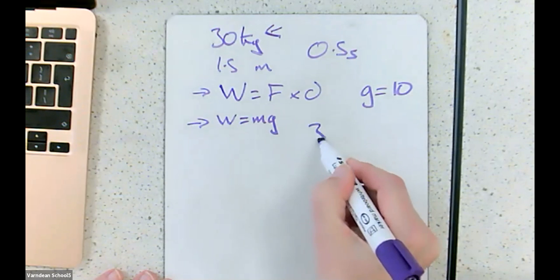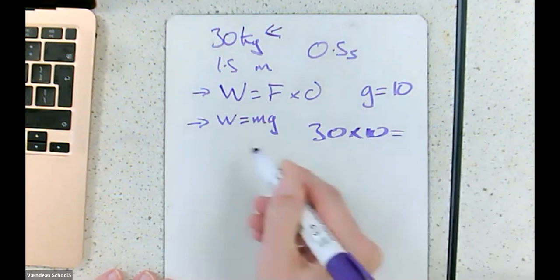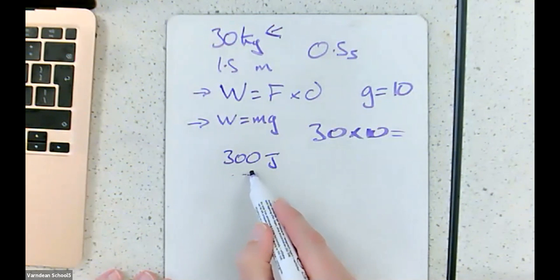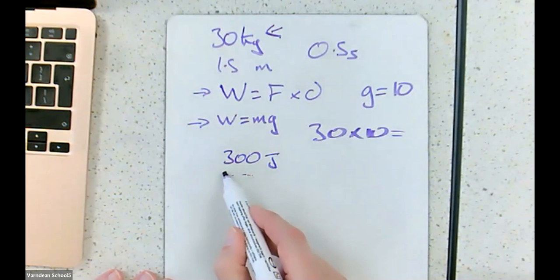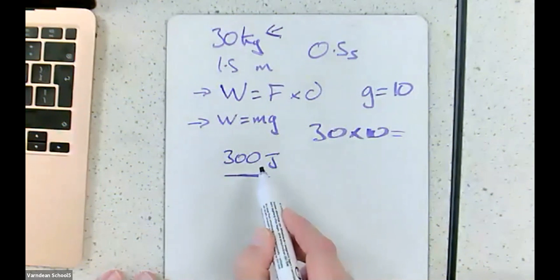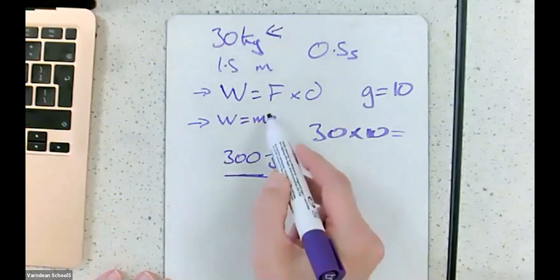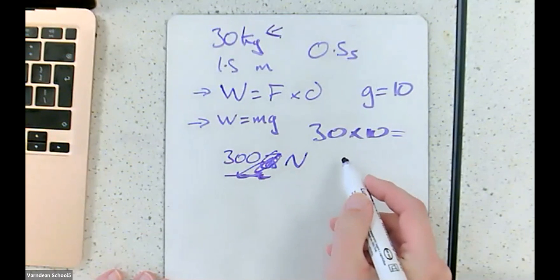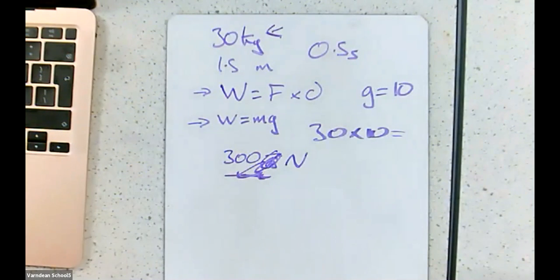So that then gives me 30 times 10 equals 300. I've worked out my force. I've got 300 newtons. Gravitational field strength is 9.8, but you are allowed to take it as 10 unless you are told otherwise in the question. You are allowed to use 10 unless told otherwise in the question.